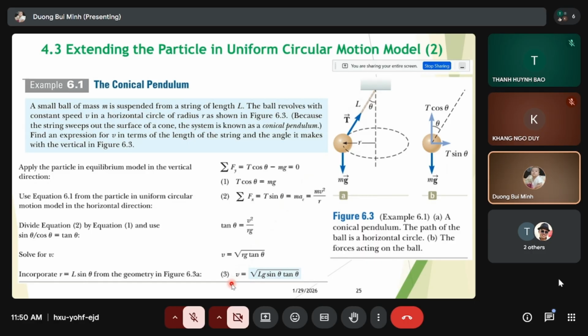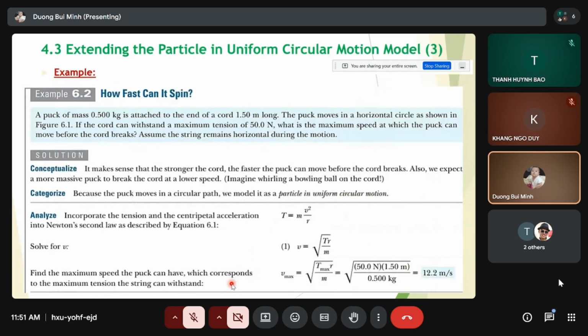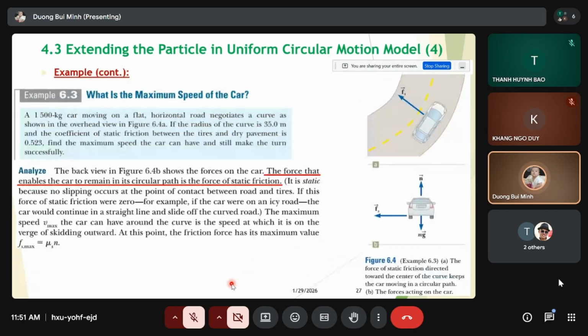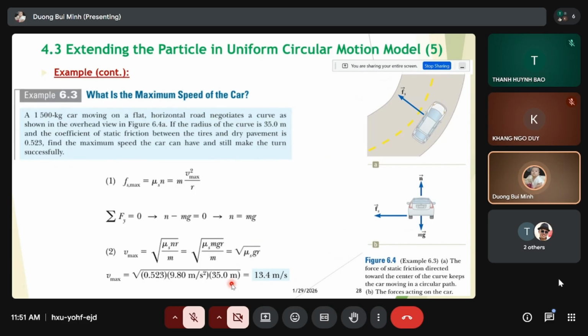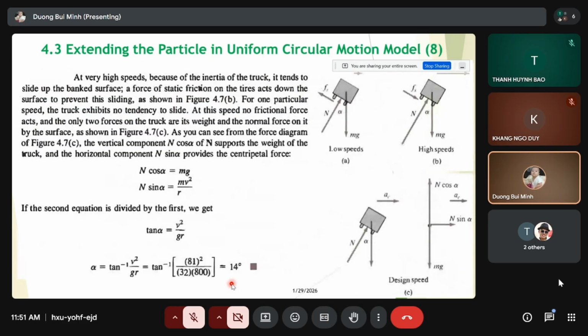Right? You get speed. Is it easy? Easy. Okay. More examples. Okay, this one is for your reference.